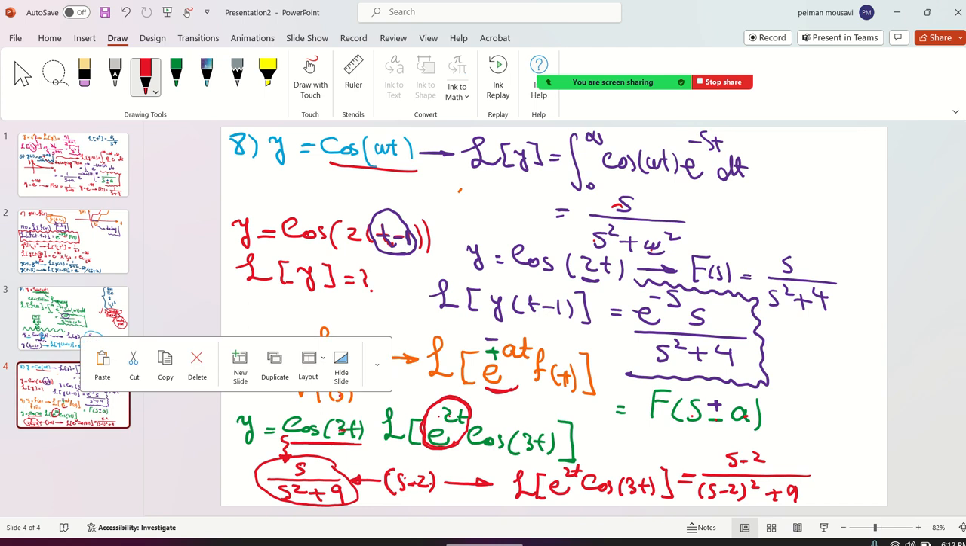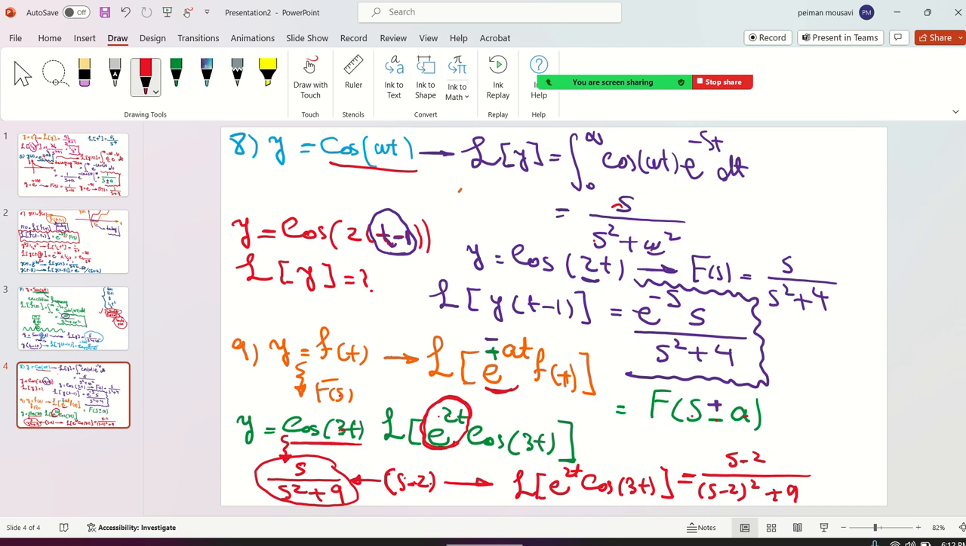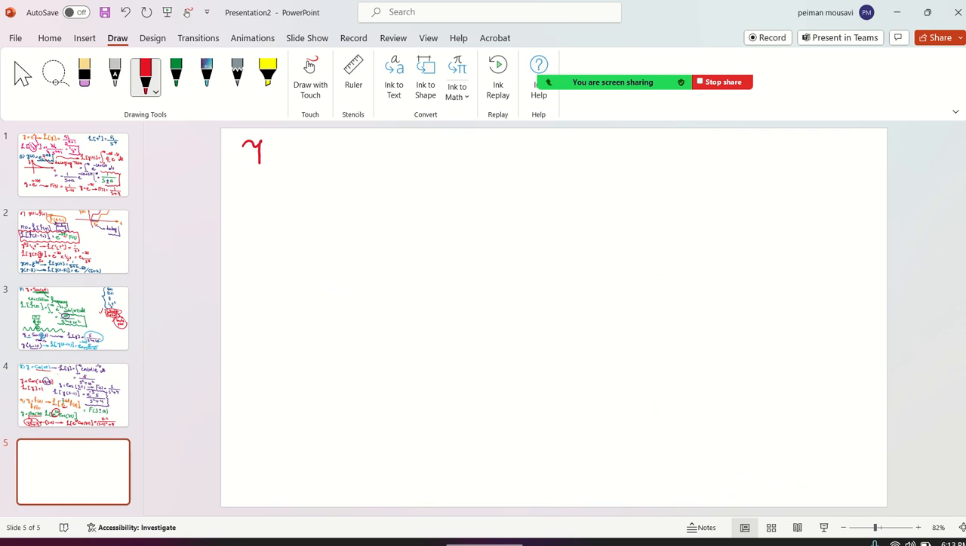Now examine this one. I'm going to just solve another problem, okay? Bear with me. Suppose y is a unit step. Now calculate the Laplace of e^(-3t) times the unit step.